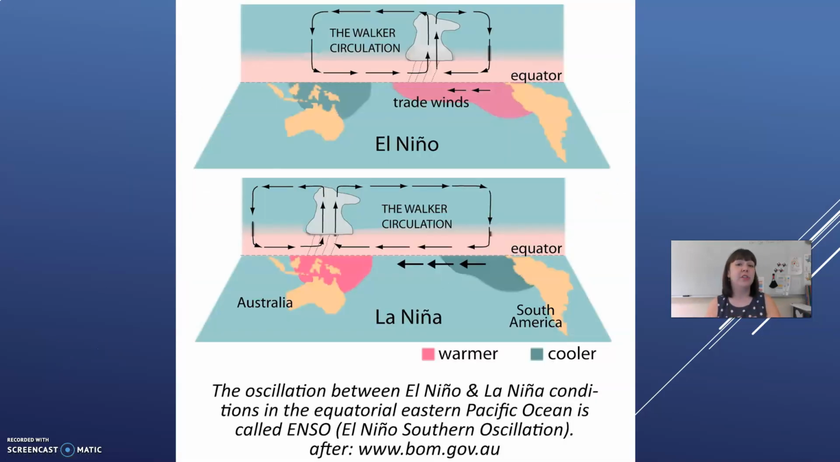So here's just another picture of El Nino and La Nina and how that circulation just kind of shifts back and forth across the Pacific Ocean on that equator and brings different weather conditions to North and South America and to Asia and Australia.